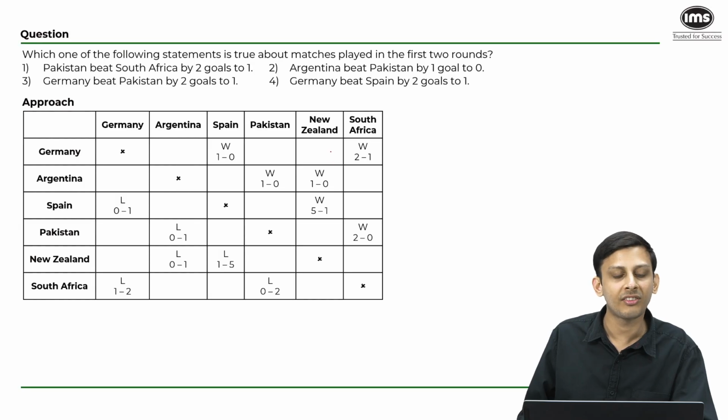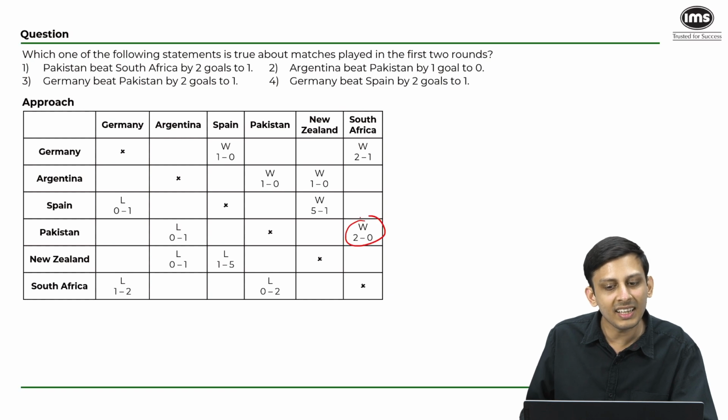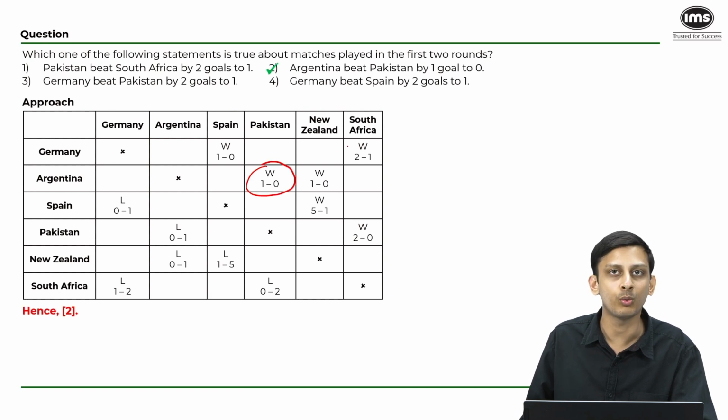If you look at this question, which one of the following statements is true about matches played in the first two rounds? First option, Pakistan beat South Africa by 2-1. So we can see Pakistan is beating South Africa, but by 2-0. So the first option is not correct. Second option, Argentina beat Pakistan by 1-0. And we can see that that is definitely true. And therefore the answer will be option 2.